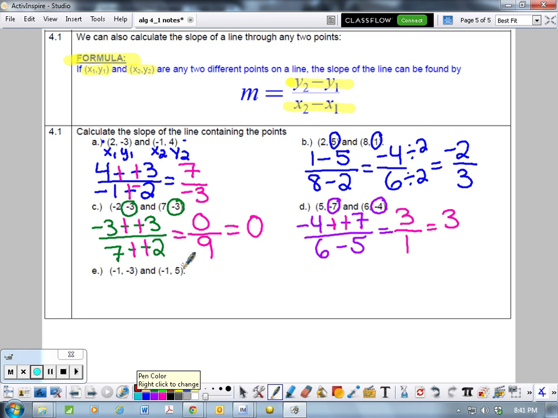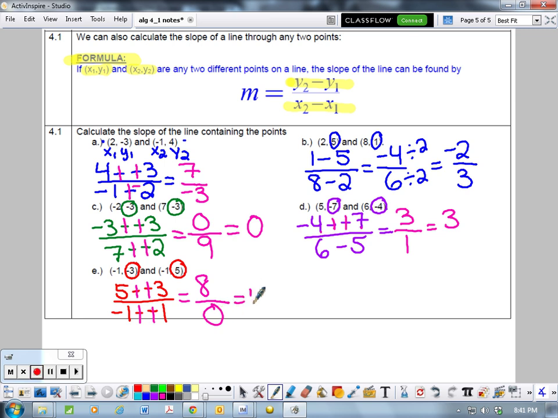Okay, last one here. Circle my y's. 5 minus -3 over -1 minus -1. Got some double negatives, so I'm going to add a line, change the sign. 5 plus 3 gives me 8. -1 plus 1 gives me 0. And now I have to think, 0 or undefined. 0 is on the bottom, so this is undefined. And that's our slope.